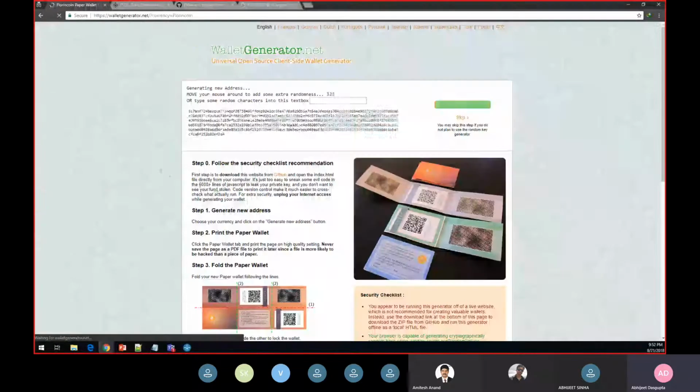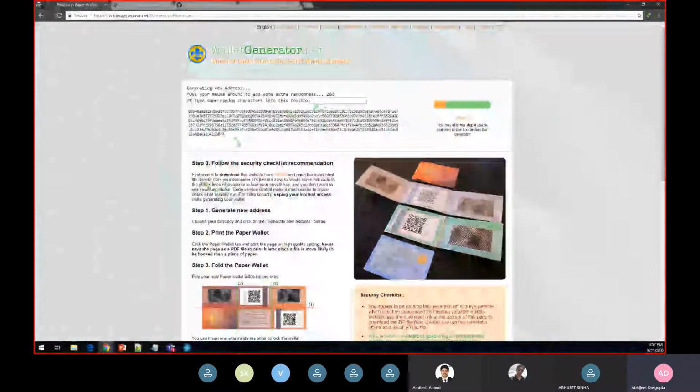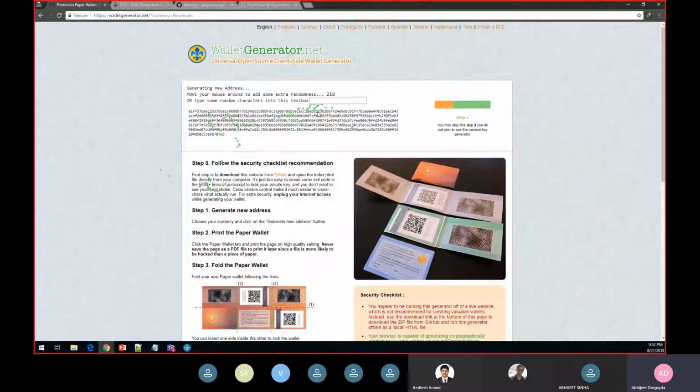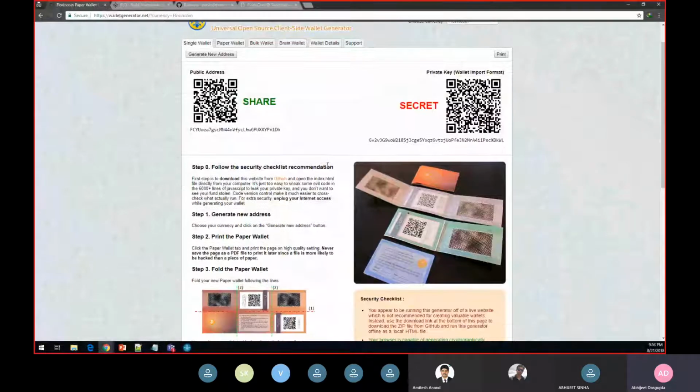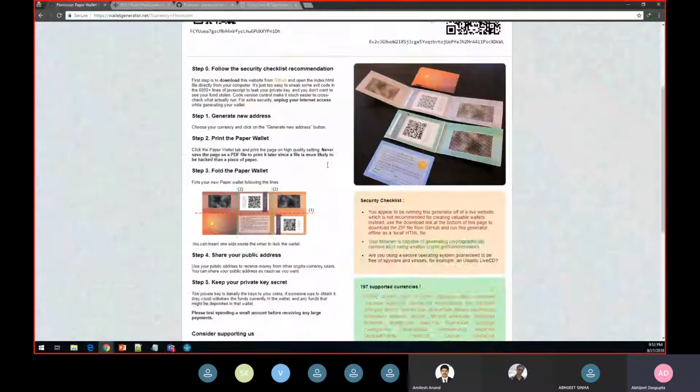What you need to do is type in some random characters just for security purposes. They allow you to add some random characters, or just move your mouse to generate some characters. And once the progress bar fills in, you have a secure random seed key which is created, using which they create your paper address. So voila, we have a new address with the public address and the private key, which you can get a printout of and store by folding like this, and you have a paper wallet.